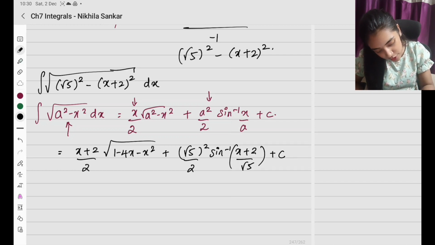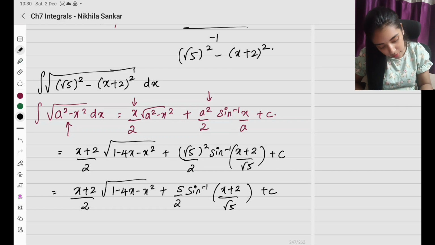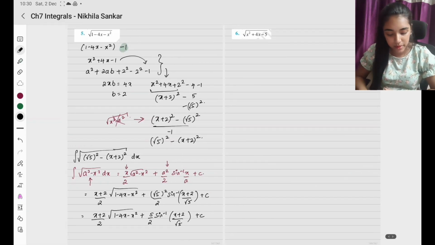Everything is inside the inverse function, plus c. So the final answer is going to be x plus 2 by 2 square root of 1 minus 4x minus x square plus 5 by 2 times sin inverse of x plus 2 by root of 5 plus c. So this is my answer. Okay, please copy.